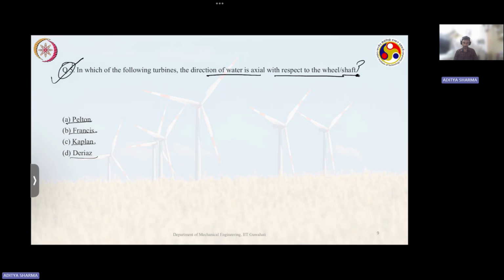So, axial flow is seen as follows. In your Pelton you see tangential, in your Francis you see radial, and later axial.